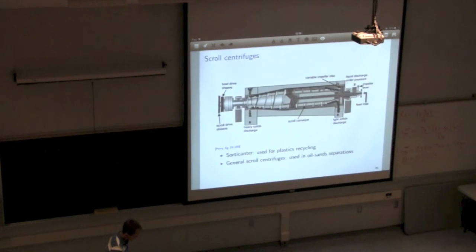Another interesting one here is used for plastics recycling. So let's just take a look at this diagram and understand the flow here. Here's my feed coming in with mixed solids and liquid, and it's released there in the center point. Particles with large diameter get thrown to the edge really fast. A large diameter particle will get thrown to the edge really quickly, much faster than a smaller particle diameter. And this scroll will rotate in this direction to remove those larger solids.